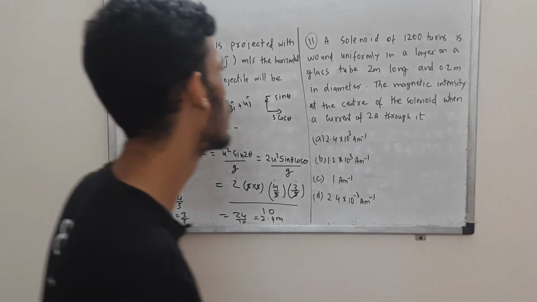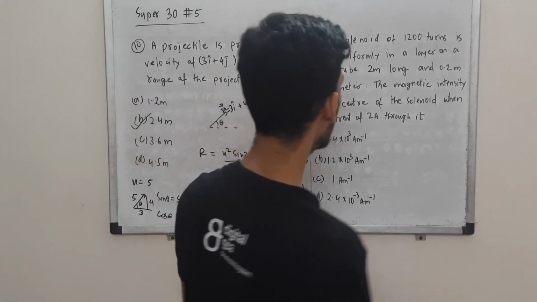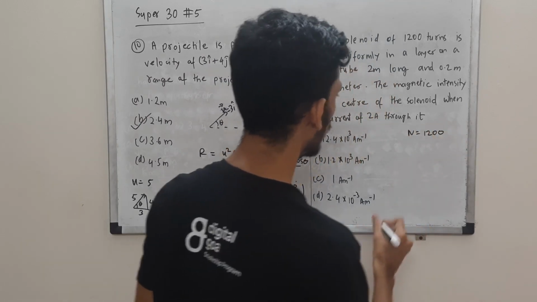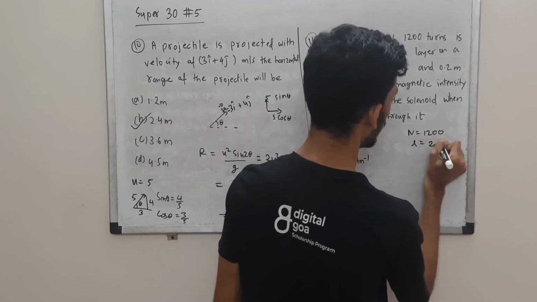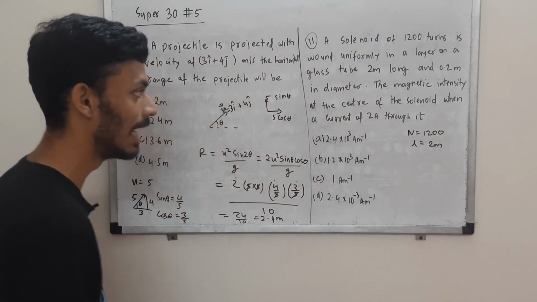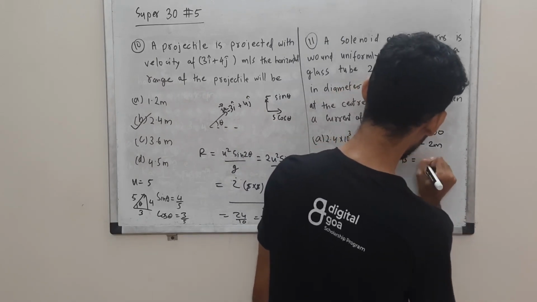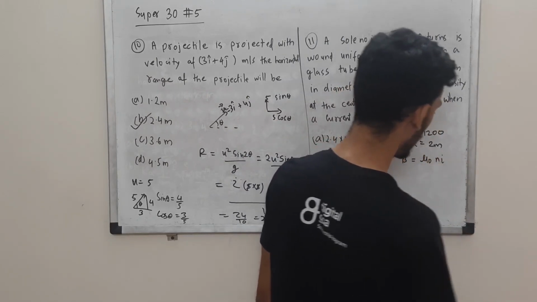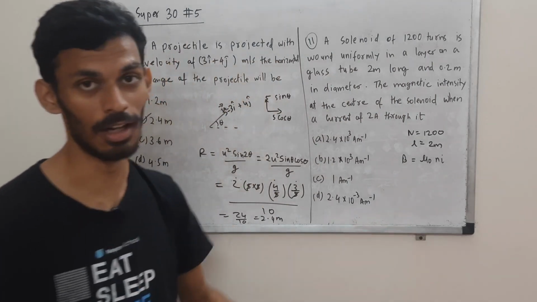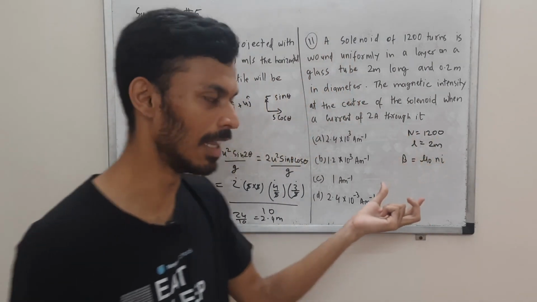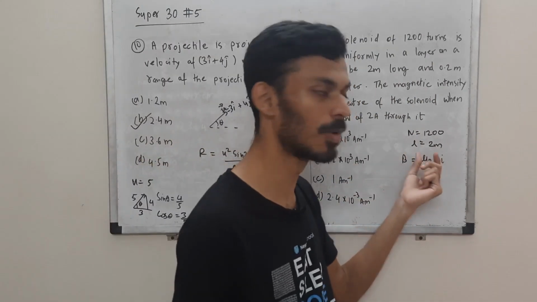Okay, let's come to this one. Here we are given a solenoid, the number of turns N is 1200, and the length of this is given as 2 meters. You are supposed to find the magnetic intensity at the center of the solenoid. Now you might feel that magnetic intensity is nothing but this mu 0 n i. You might know this formula, and hopefully you also know that small n is capital N by L, the number of turns per unit length.